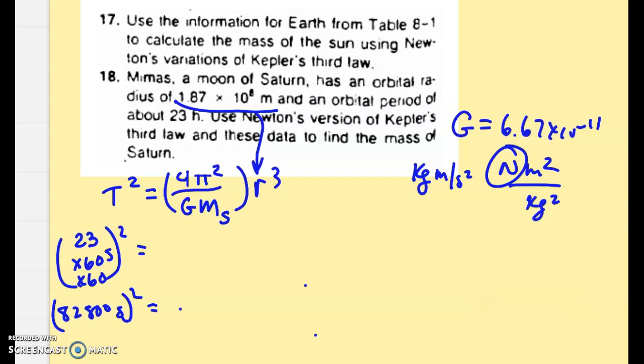And after you put in everything that you know, the only thing there that you won't know is that mass of Saturn. And if you're careful on how you get that into your calculator, you will end up with 5.6 times 10 to the 26th kilograms. And you can fact check that. That is what the mass of Saturn is.